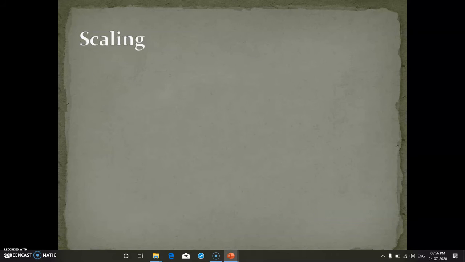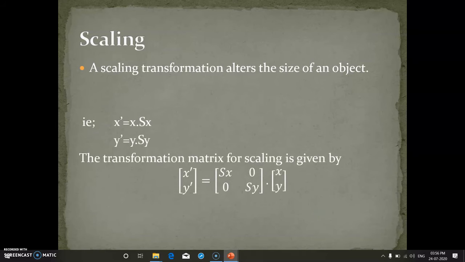Now let's move on to the next transformation, that is scaling. Scaling transformation alters the size of an object. It is carried out for polygons by multiplying the coordinate values x, y of the vertex by a scaling factor Sx, Sy to produce the transformed coordinates x dash, y dash. That is, x dash is equal to x into Sx and y dash is equal to y into Sy. So the transformation matrix for scaling is given by x dash, y dash is equal to the matrix Sx, 0, 0, Sy multiplied by x, y, which we can say is P dash is equal to S into P.